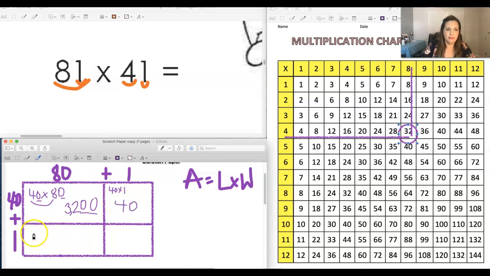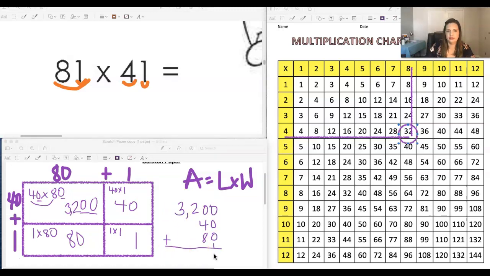Now we're down here in the bottom rectangle, and we have 1 times 80. Again, if you multiply a number by 1, the answer is itself, so the answer is 80. And in the last rectangle, 1 times 1. Well, 1 is still being multiplied by 1, so your answer is still 1. Now I'm going to take all these numbers and I'm going to add them up. Make sure to line them up in the ones place.